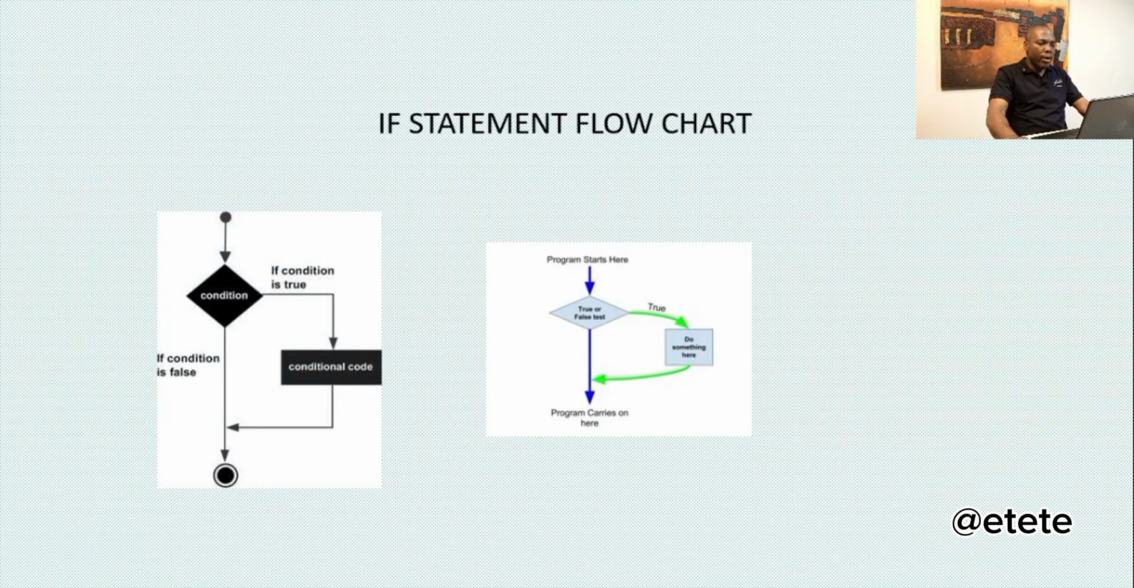Okay. Now, this is the flowchart for if statement. As you can see, you have the if condition. If the condition is true, then conditional code will be executed. If the condition is false, nothing is going to be done. That is for the if statement.